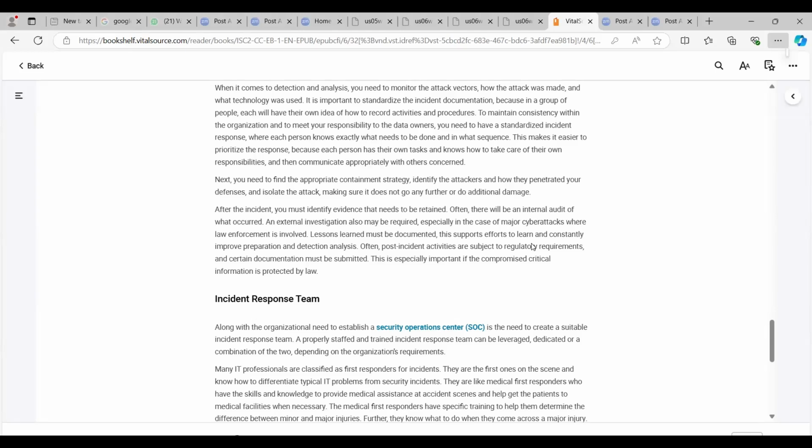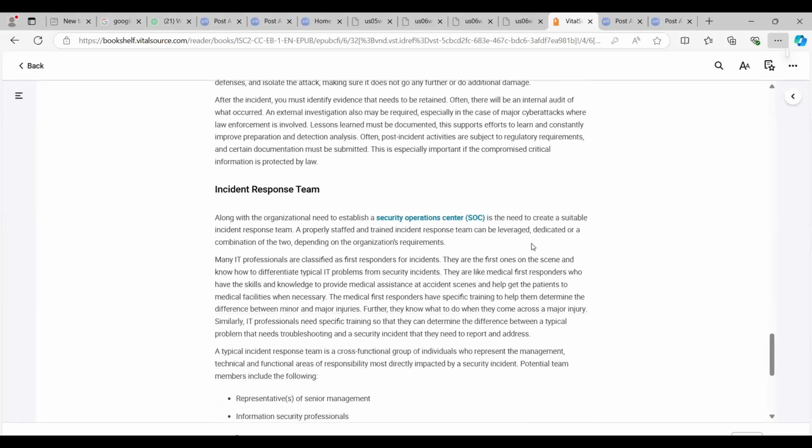Lessons learned must be documented. This supports efforts to learn and constantly improve preparation and detection analysis. Often, most incident activity is subject to regulatory requirements, as certain documentation must be submitted. This is especially important if the compromised critical information is protected by law, which it is most of the time.